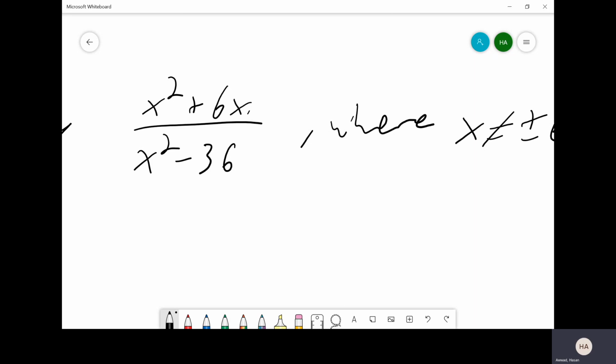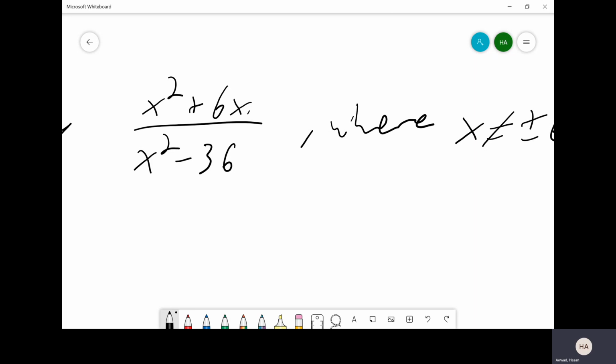Well, specifically in the denominator, it doesn't matter if you plug in x or -x, you get 6 or -6, and you would still get 36 in the denominator. So 36 minus 36 is 0, and you end up with a 0 in the denominator.